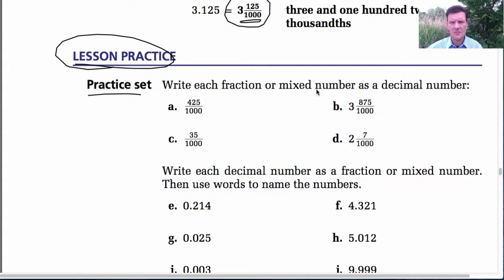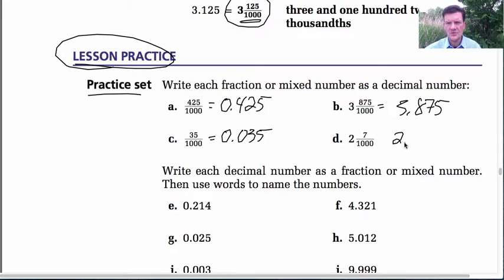Write each fraction or mixed number as a decimal number. So this would be 0.425. This would be 3.875. This would be 0.035. And this would be 2.007. So hopefully you see the pattern there, and you can do that as quickly as I did. If not, go back and review a little bit what we did in this new concept lesson. Okay?